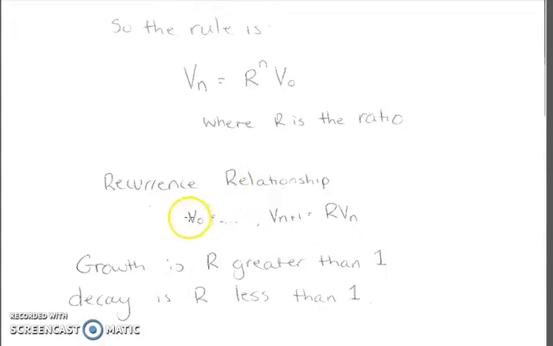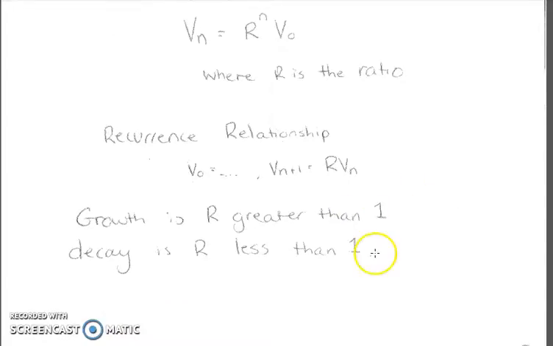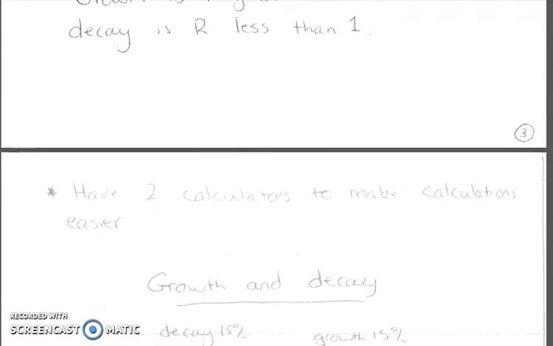Recurrence relationship, once again, is V0 equals. Once again, is the question asking for a recurrence or is it asking for a rule? Make sure you read the question. Now, with the geometric, if it's going to be a growth, R is going to be greater than 1. If it's going to be a decay, R is going to be less than 1.